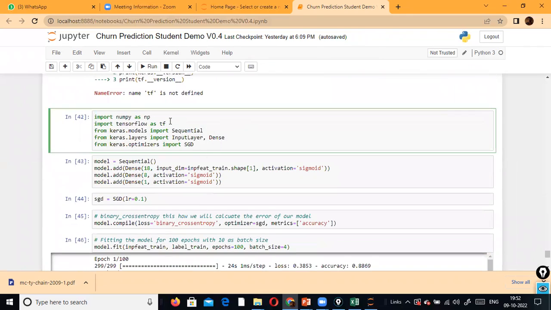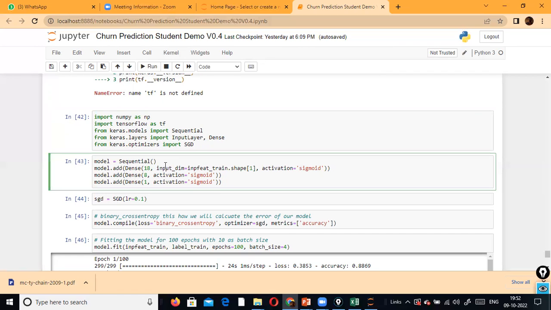And the next one is simply import like this: import tensorflow as tf. From keras.models, import Sequential. Layers, import. These are the classes you need to import from keras.models, layers, and optimizers. And you can see the model is equal to Sequential. The model in Keras is Sequential, which is a linear stack of layers.